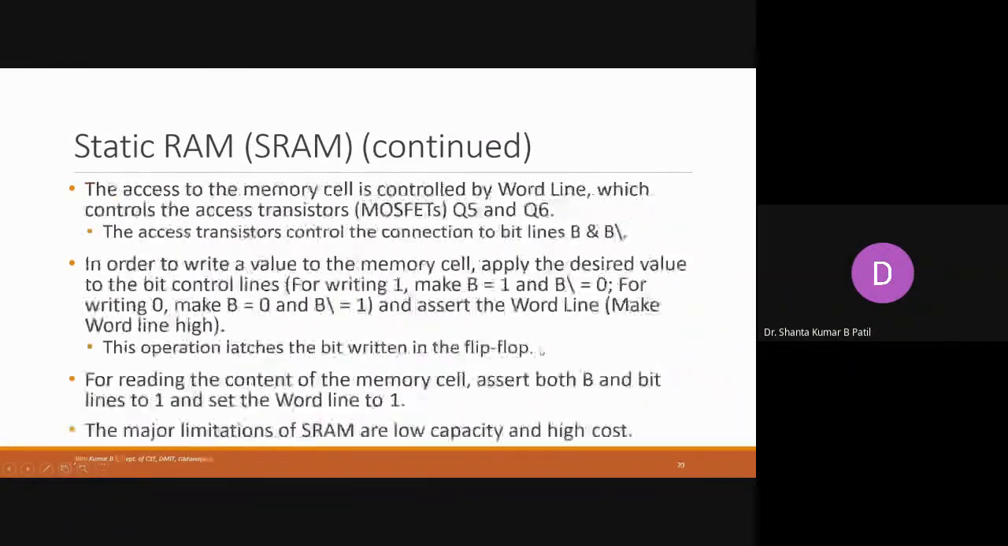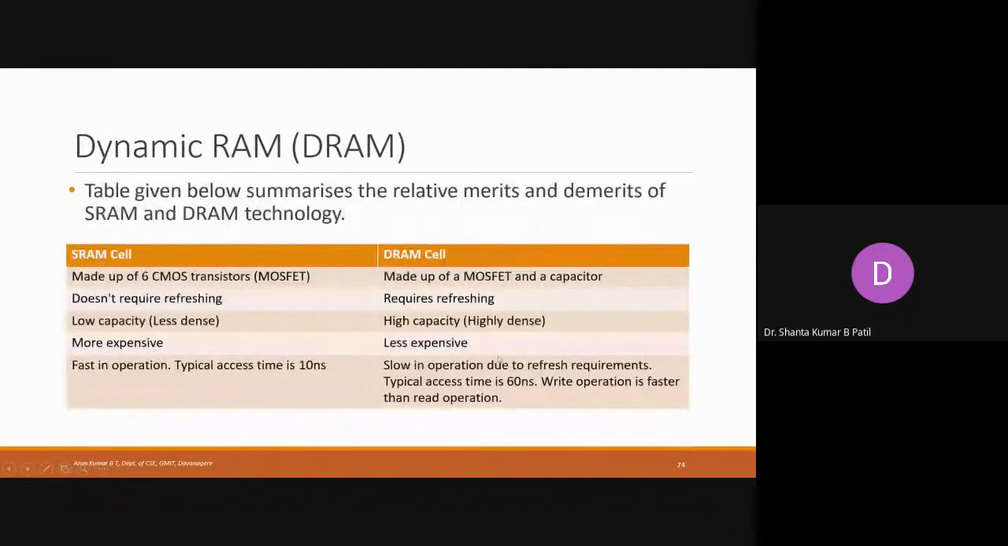So until and unless the power is there, data remains here. Whereas in the case of the DRAM, even though the power is there, both are volatile in nature. The space occupied by the DRAMs is very less, because only one transistor and one capacitor is there. So presently, most of the companies are switching from static RAM to dynamic RAM, because the space consumed by dynamic RAM is very less.